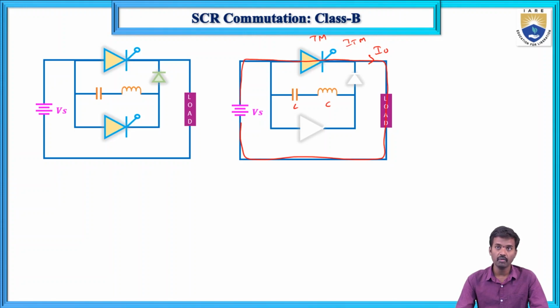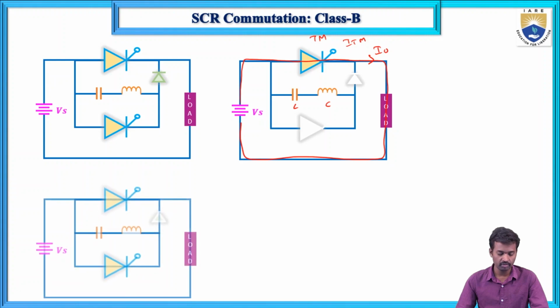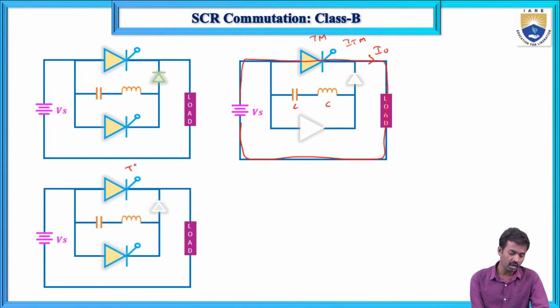Now, I want to turn off this main thyristor SCR. So to turn off the SCR, I am turning on the auxiliary thyristor. This is the I naught, and this current is the ITM. So the ITM current is also the same as the load current, that is I naught. So here I have turned on this SCR.